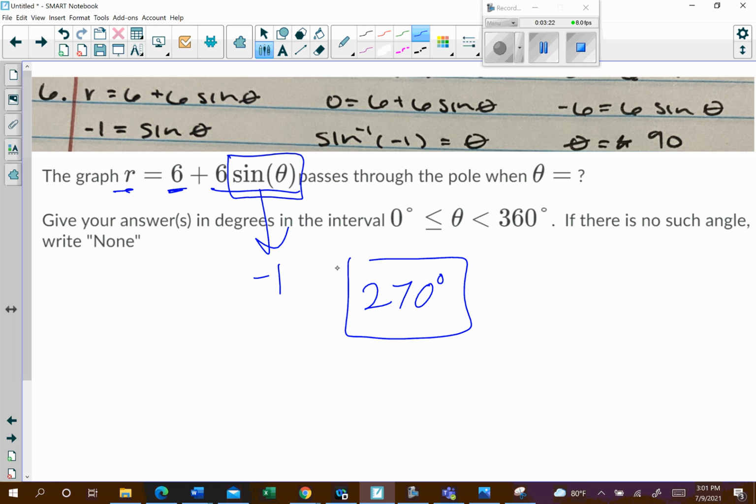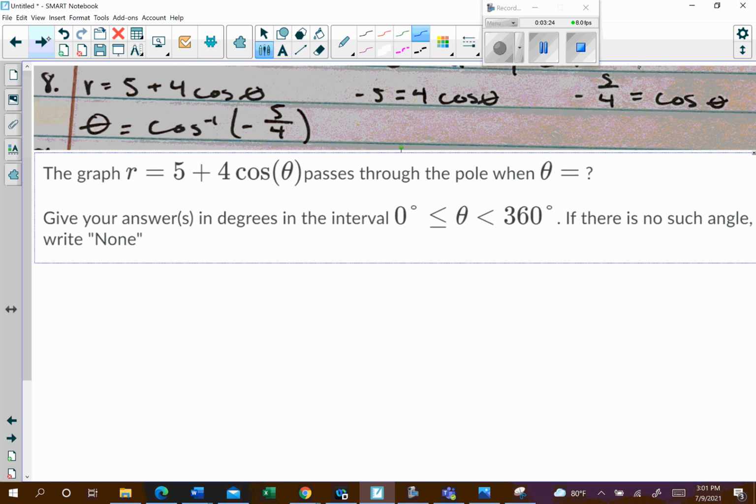And then let's go ahead and look at the last one. So this one here, same question, go through the pole. We want to figure out when r equals 0. This one's a little bit harder because the numbers just don't line up as well as the other one. So I'm going to go ahead and set this equal to 0 and solve and see if that gives me a clearer idea of what I'm dealing with.